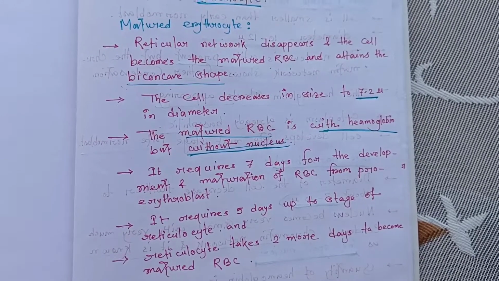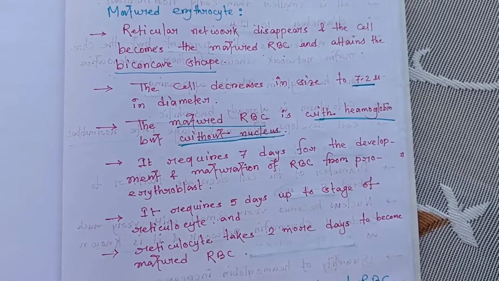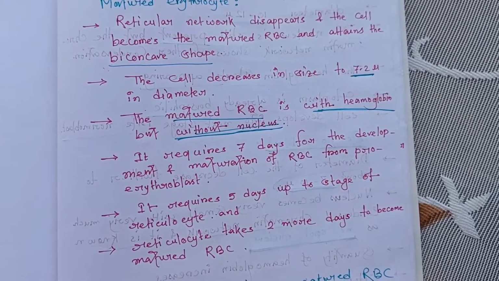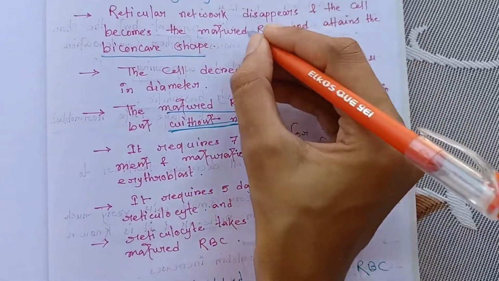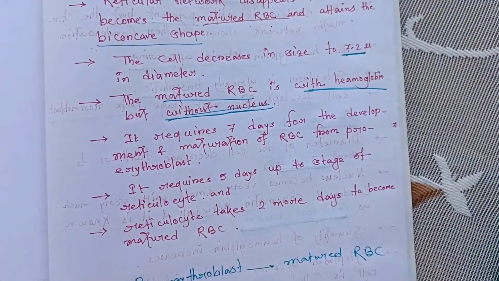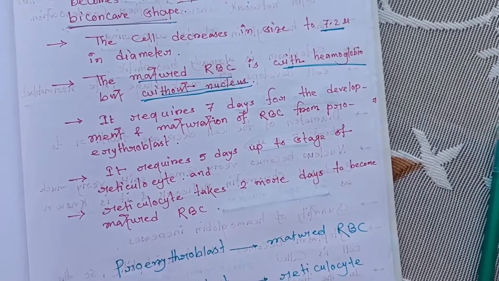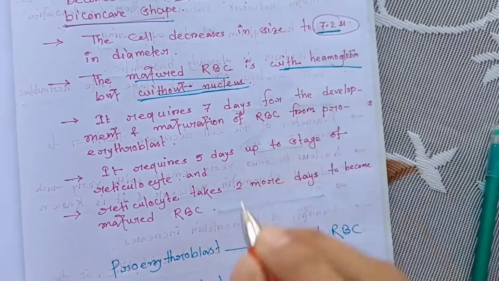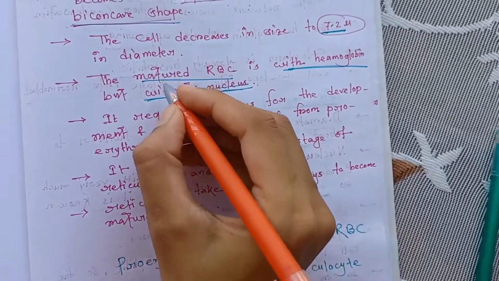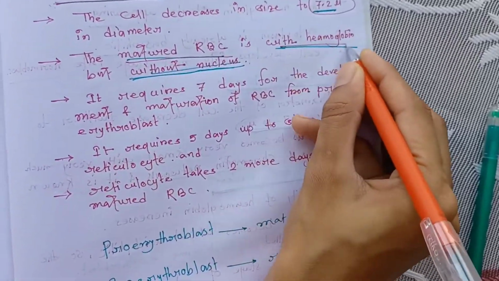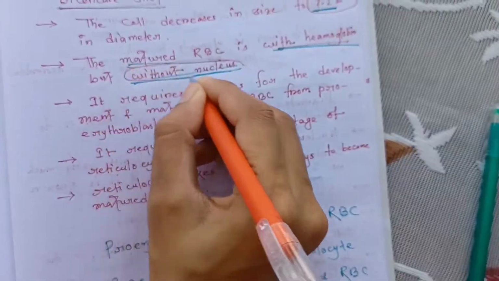In matured erythrocyte, the reticular network disappears and the cell becomes matured RBC and attains biconcave shape. The cell decreases in size to 7.2 micron in diameter, and the matured RBC has hemoglobin but no nucleus.